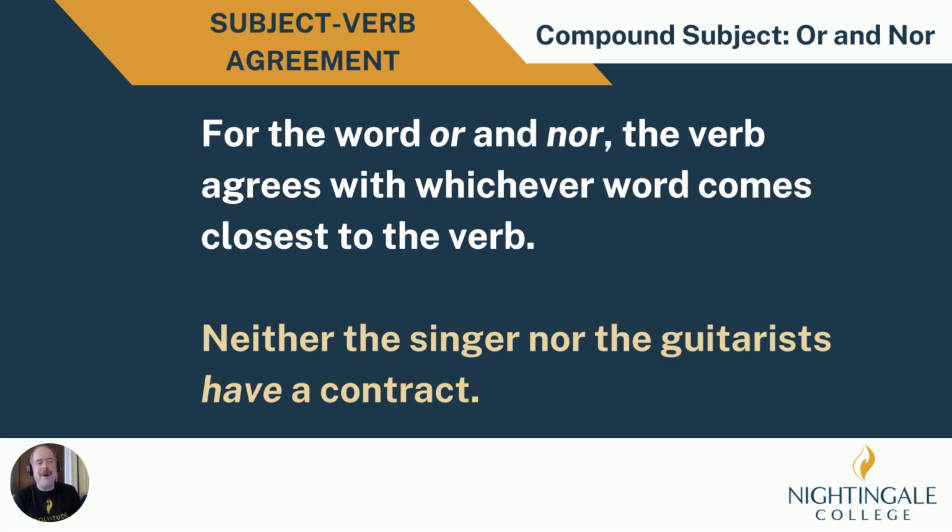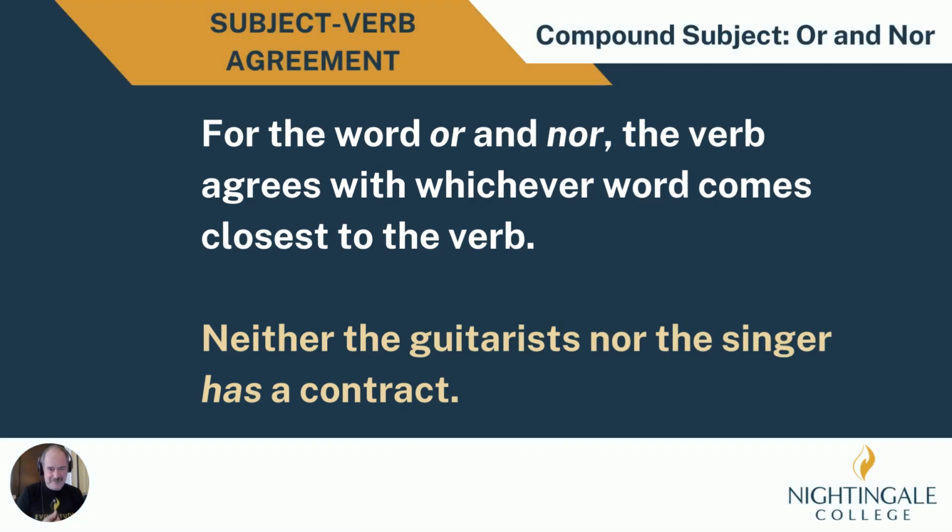Let's check out nor. Neither the singer nor the guitarists have a contract. We're using have because that agrees with the plural, the guitarists. Let me try my rule of thumb again that I showed you before. The guitarists have a contract. What if I change it to singular? The guitarists has a contract. Doesn't work. They do not agree. So we write the sentence this way.